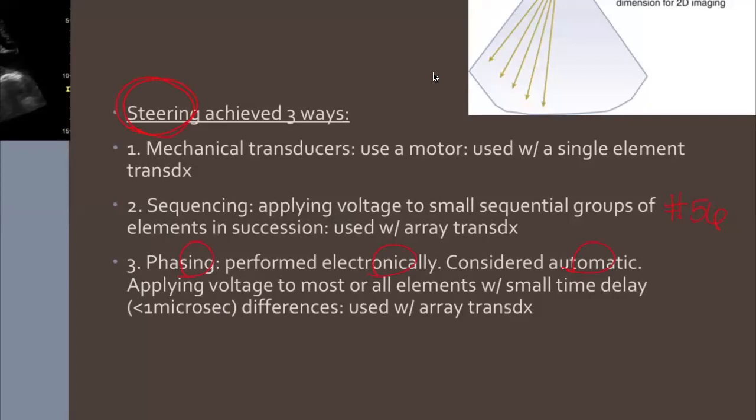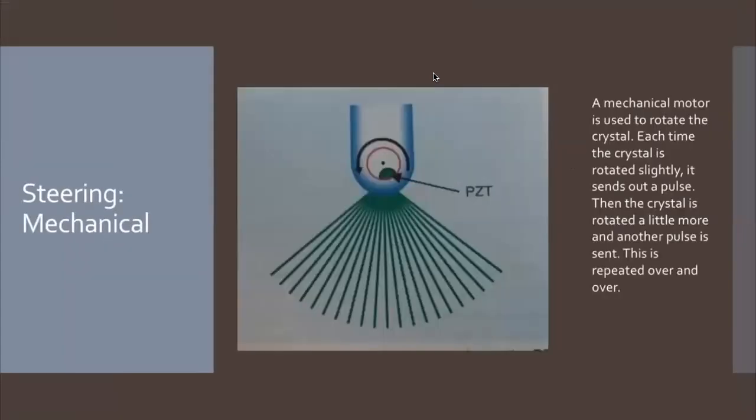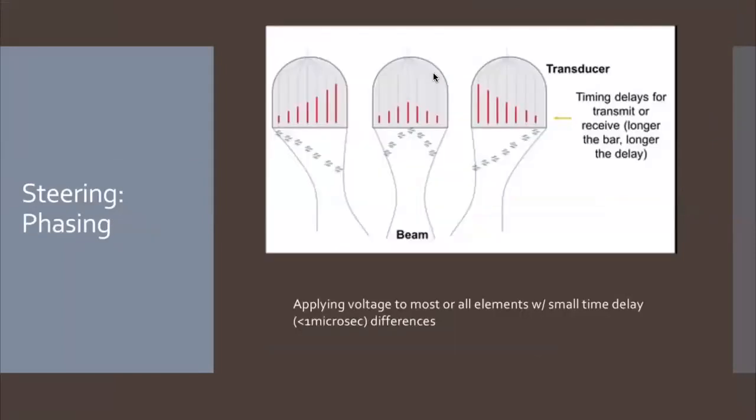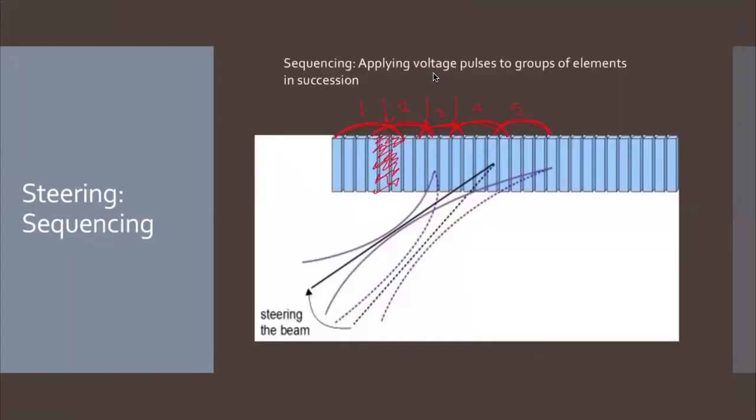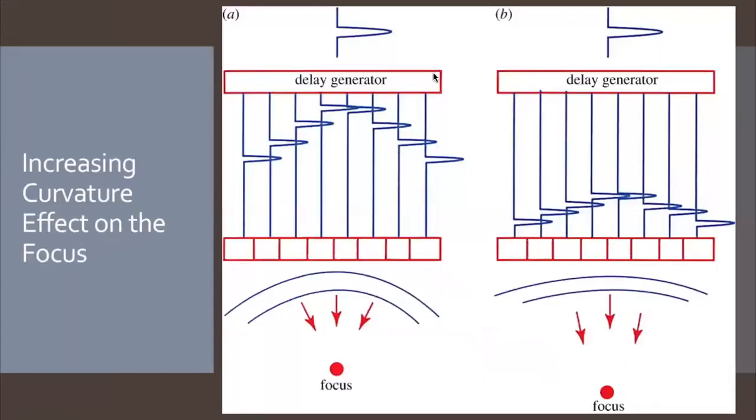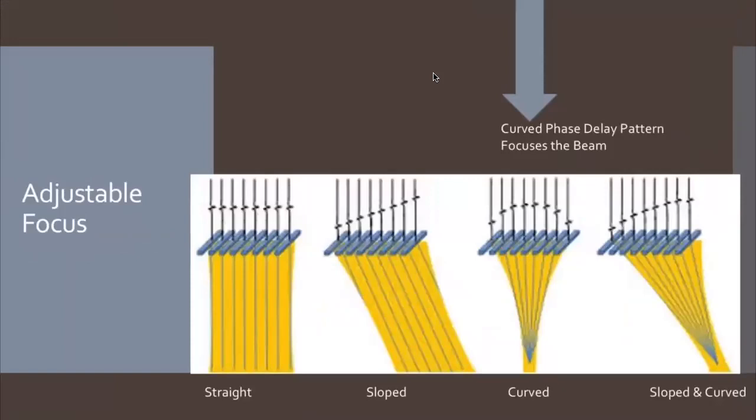And so again, the same definition: it's the application of voltages to all elements with small time delays. And I referenced how small the time delays were before, and I think they're less than 1 microsecond, and there it is for confirmation. But there's a little difference in how time delays are used for scanning or sweeping or steering. Okay, so I'll go back to this one because I think that this one explains it the best.